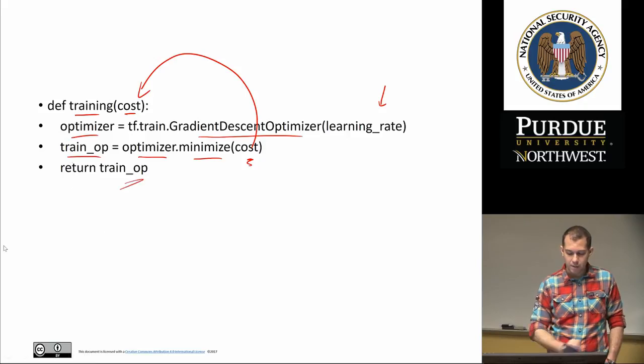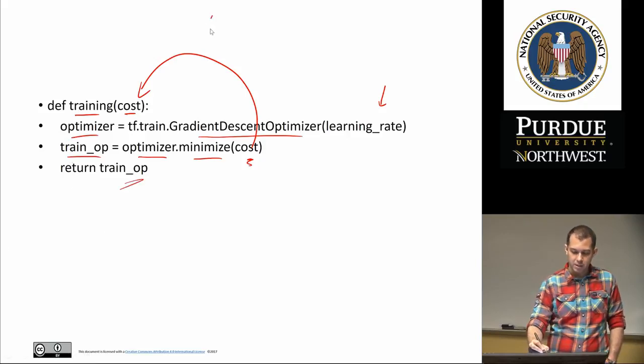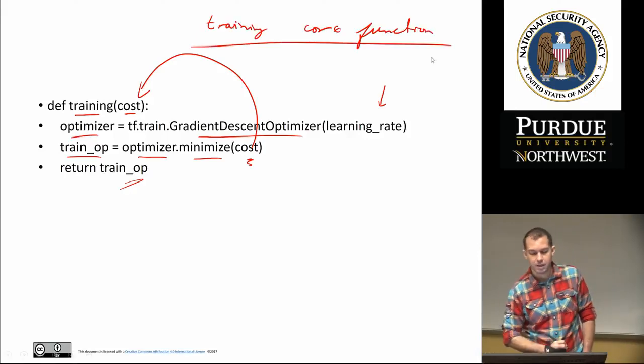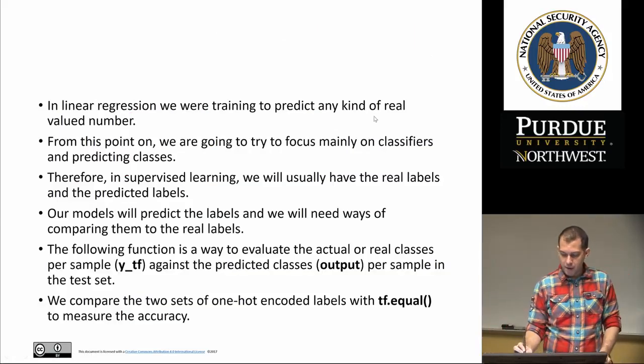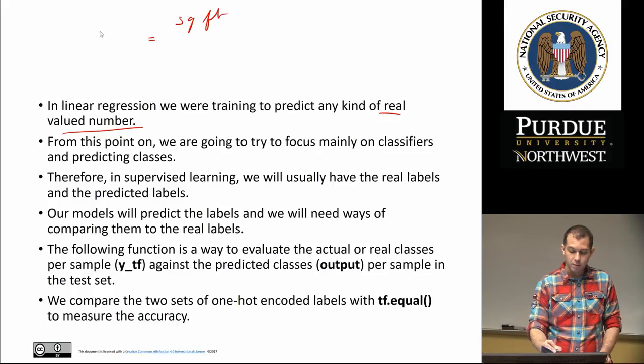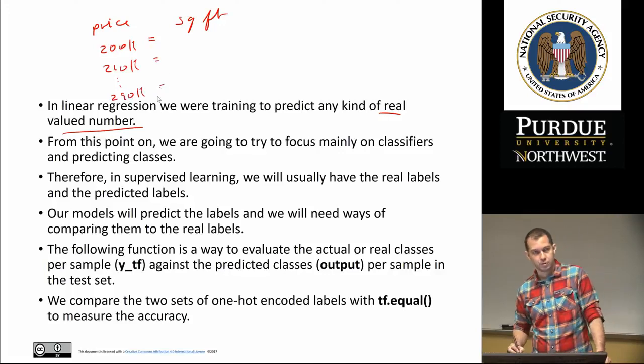That gives us train up, and then we just return train up. So this basically is our training core function, and very little of it has changed. In the linear regression, we were training to predict, if you remember, any kind of real valued number. Given square footage, we were trying to predict the price, right? And we could predict any price for a house, 200,000, 210,000, anywhere to 290,000, whatever. So those were real valued numbers.